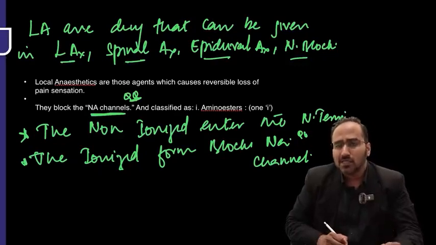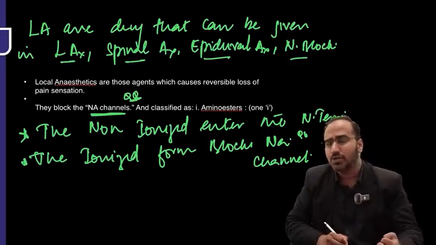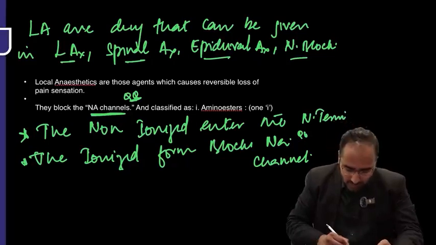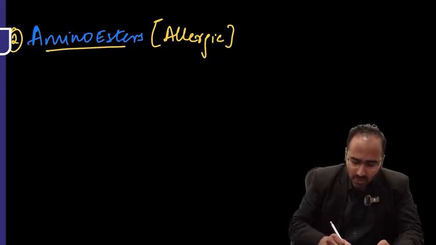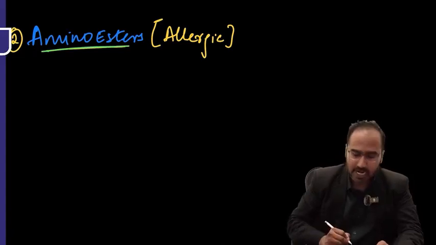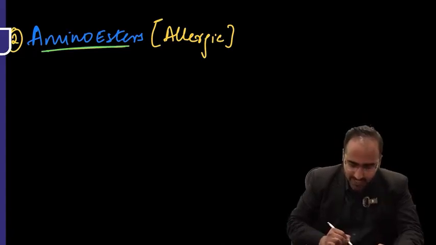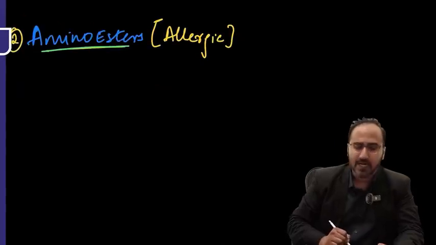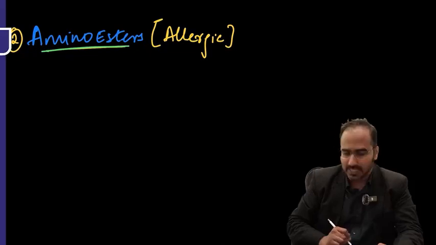Now guys, these local anesthetics are classified into two categories. What two categories? One category is called the amino ester type of local anesthetic, whereas the other category is called amino amide. First we'll discuss what are amino esters.